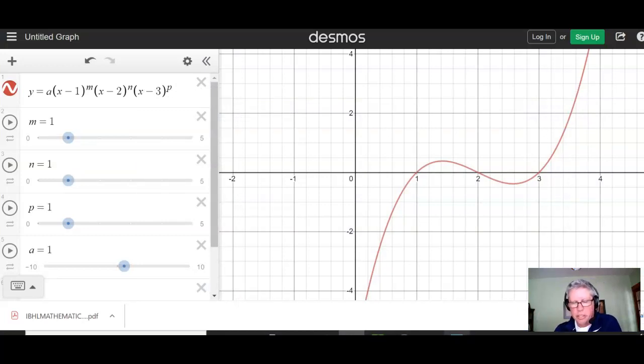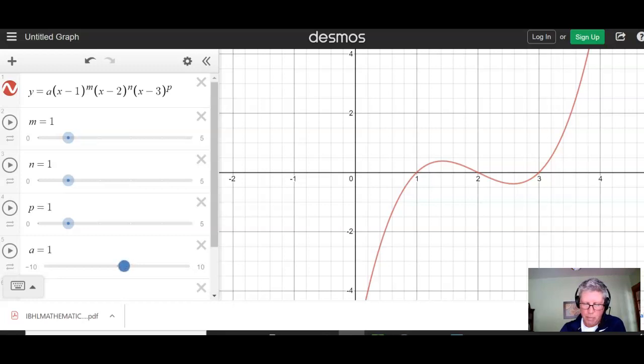So Desmos is an amazing program. It allows us to put any graph we want and reshape it. Notice that on this one I picked A for our leading coefficient, and then I got to pick M, N, and P. So far, that's certainly what it should be.